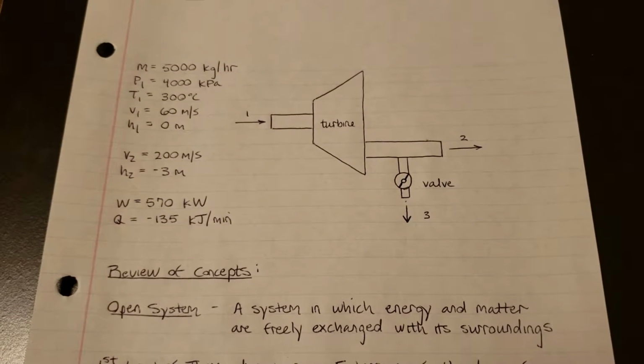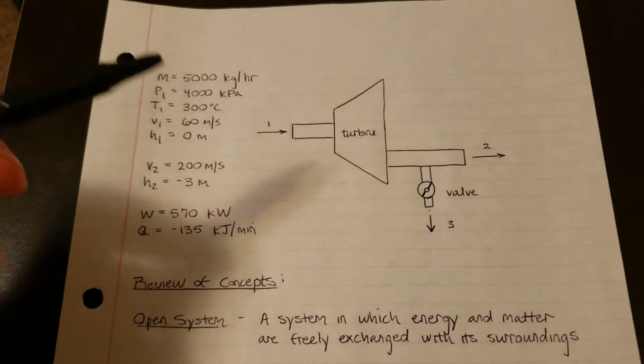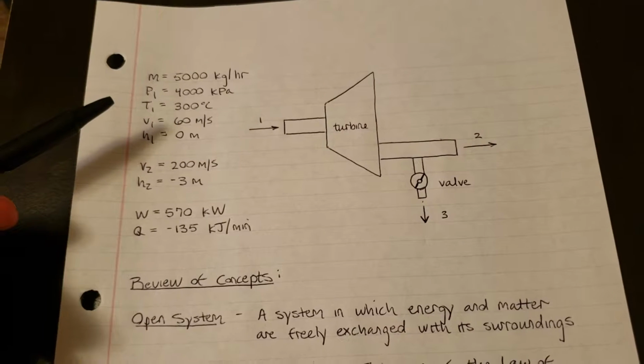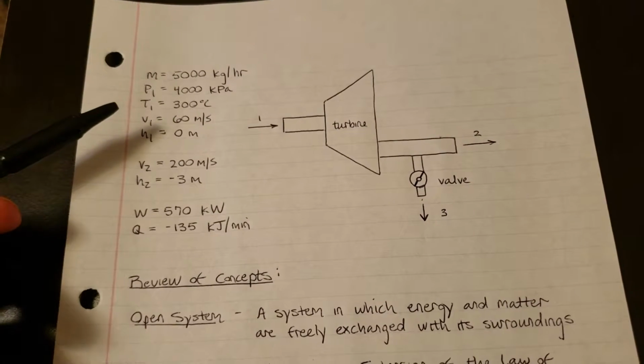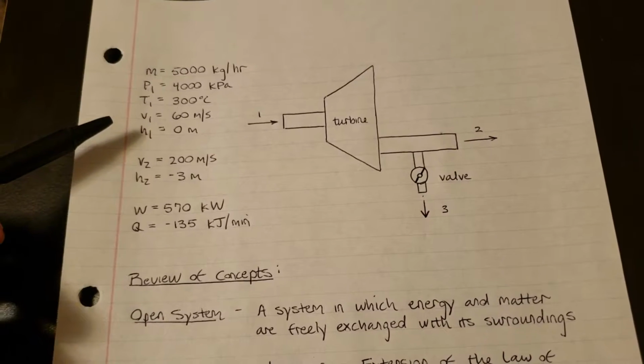To start off, it is helpful to draw a diagram of the system and to note the conditions given. At the entrance, we have a mass flow rate of 5,000 kilograms per hour, a pressure of 4,000 kilopascals, temperature 300 degrees Celsius, velocity 60 meters per second, and height 0 meters.